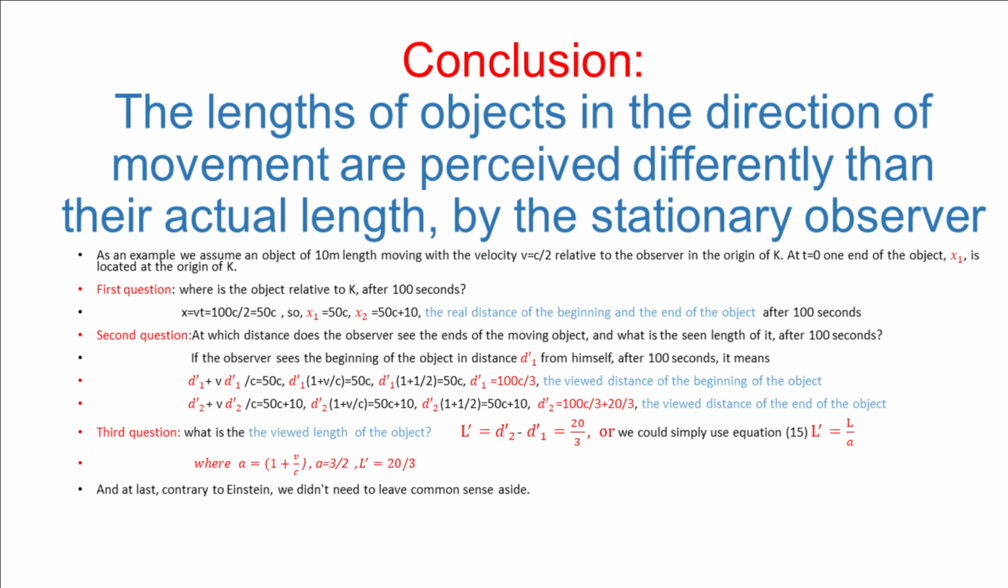Third question: what is the viewed length of the object? L prime equals d prime sub 2 minus d prime sub 1 equals 20 over 3. Or we could simply use equation 15: L prime equals L over A, where A equals 1 plus V over C equals 3 over 2, and obtain the viewed length of the object L prime equals L over A equals 10 divided by 3 over 2 equals 20 over 3 meters.